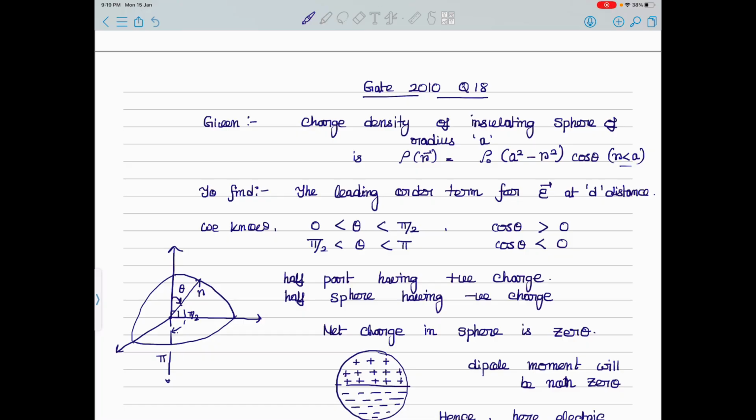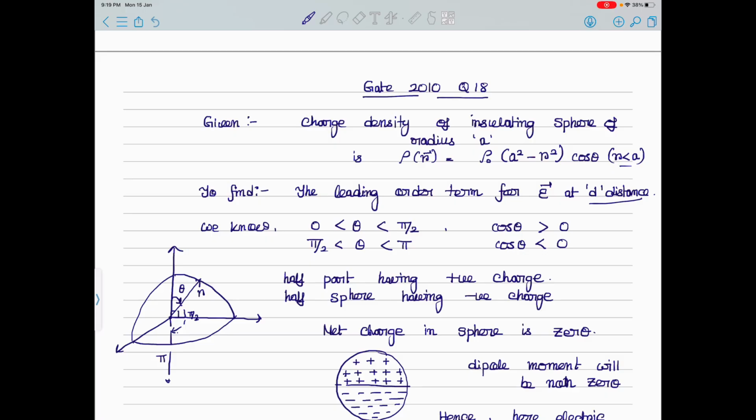Whatever is given: the charge density of the insulating sphere of radius a is given as rho of r, which is rho naught times (a squared minus r squared) cos theta, where r is less than a. a is the radius of the sphere. Now what we need to find is the leading order term for the electric field at a distance d from the center.